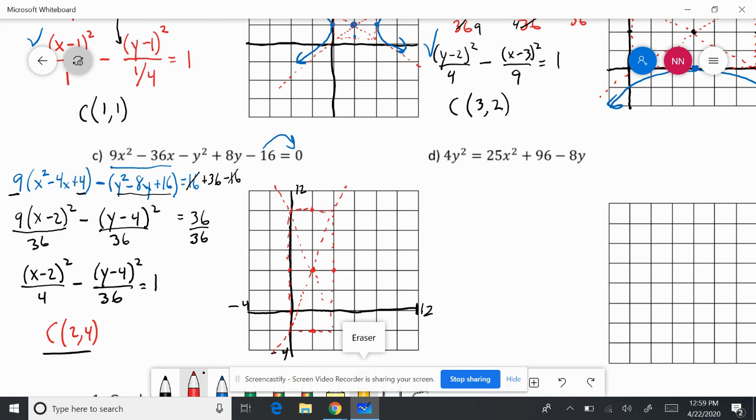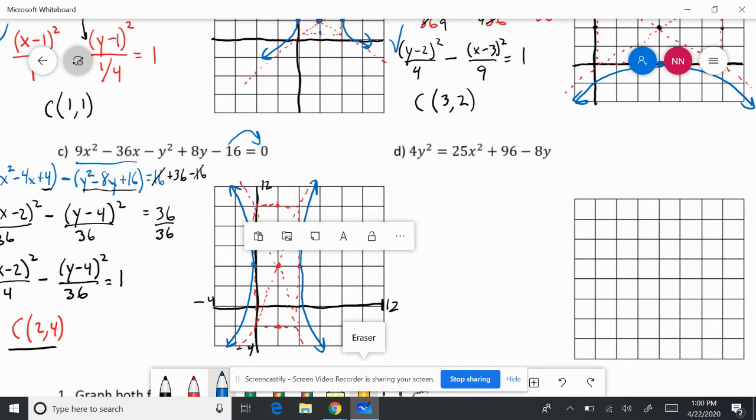Now remember, my hyperbola either goes to the left and right or it goes up and down. How we tell is whichever is positive. So in this case, the x is positive, so that means it's going to the right and left. So I'm taking my points to the right and left, and I'm drawing two graphs that look like parabolas.